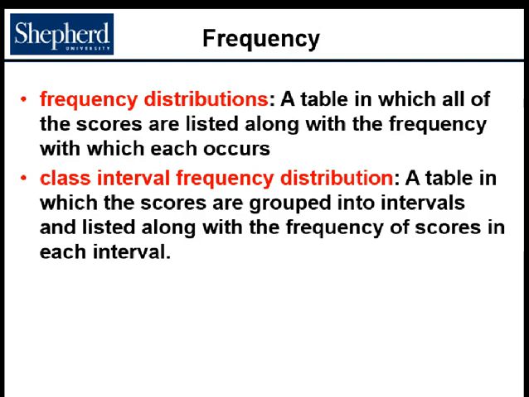A table in which all of the scores are listed along with the frequency with which each occurs is a frequency distribution. A table in which the scores are grouped into intervals and listed along with the frequency of scores in each interval is a class interval frequency distribution. Grouping the scores into intervals represents a class interval frequency distribution, and listing the frequency of every score represents a frequency distribution.